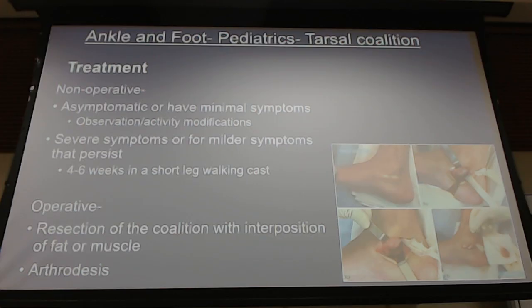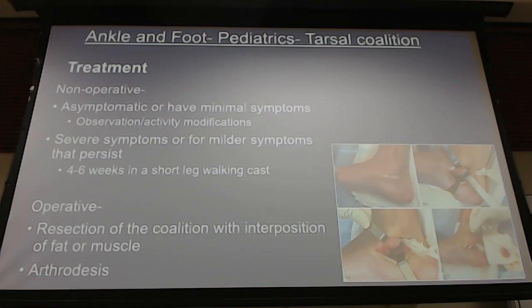When non-operative management fails, then what do you do? Operate? You don't operate. You refer them for specialty care, right? Refer them to Ortho. In that case, Ortho does one of these procedures that you see here. You can either resect the coalition, separate the bones, put some fat in between, to help prevent them from fusing again.